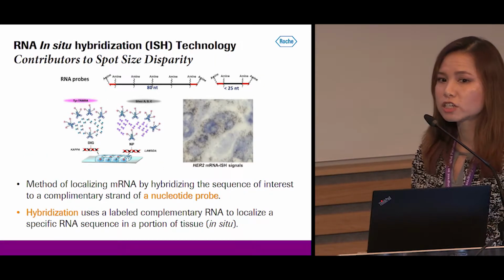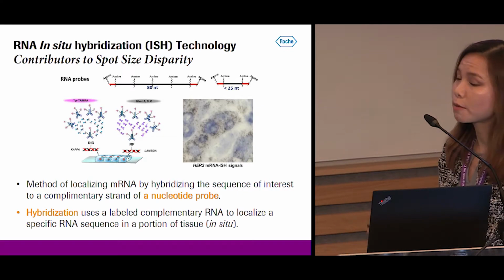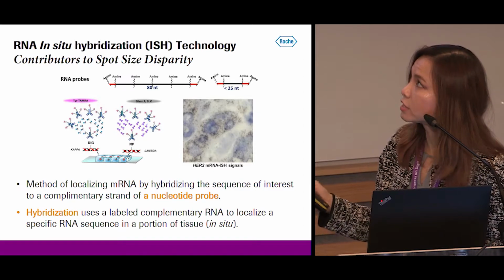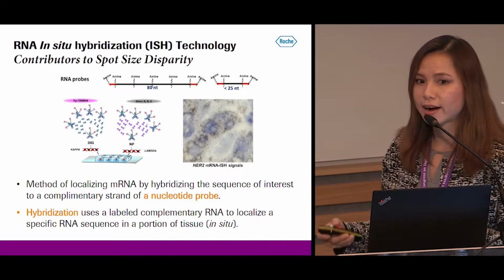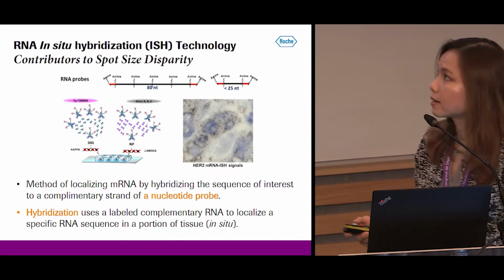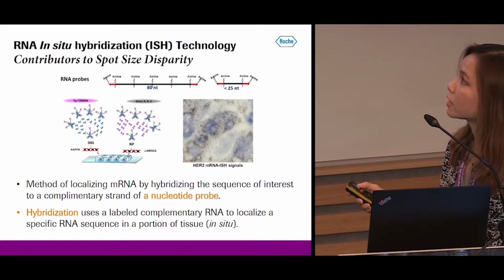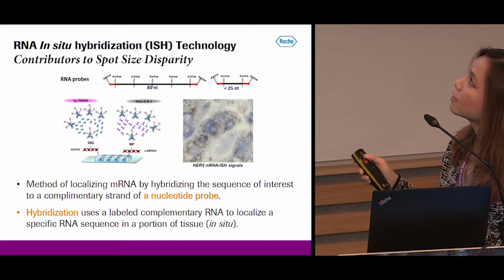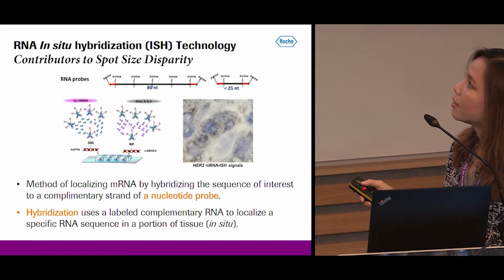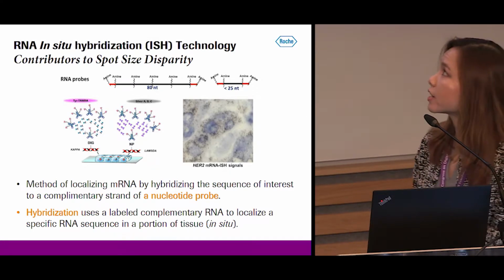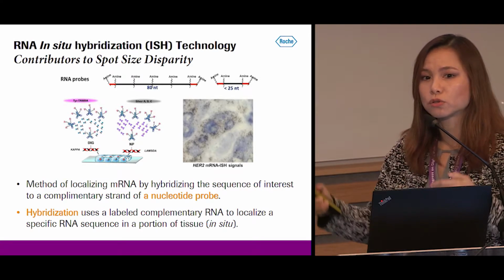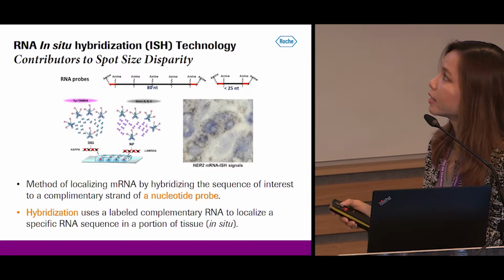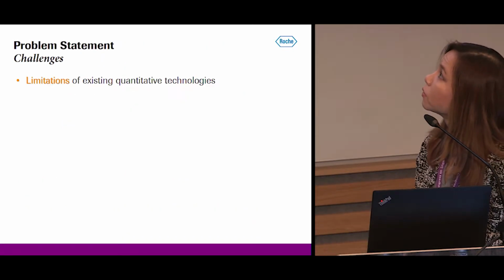The technology of RNA in situ hybridization, or ISH, can be used as a method to localize the RNA sequence of interest by using a nucleotide probe. It can be used to label the complementary RNA in order to localize the specific RNA sequences in a portion of the tissue.